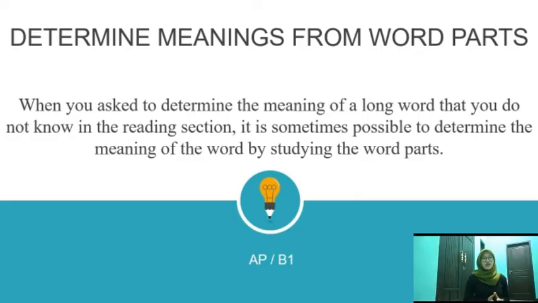Determine meaning from word parts. When you are asked to determine the meaning of a long word that you don't know in the reading section, it is sometimes possible to determine the meaning of the word by studying the word parts. So, if the reading does not have punctuation that states the definition of a word, you can also figure out the meaning of a word from certain parts of the word.